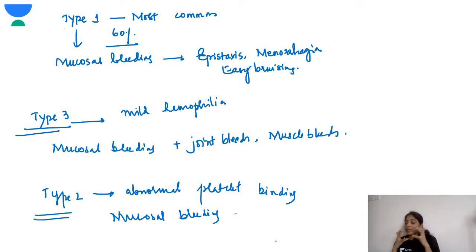Coming to the clinical presentation, type 1 is the most common, accounting for 60%. In type 1 it is like a platelet disorder, presenting with mucosal bleeding, epistaxis, GI bleed, easy bleeding, menorrhagia. In type 3, they will also have features of severe hemophilia because along with von Willebrand factor, factor 8 is also low. So there is mucosal bleeding, as well as joint bleeds and muscle bleeds. In type 2, platelet binding is abnormal and they have mucosal bleeding. Because the factor is abnormal, even the binding to factor 8 becomes difficult.